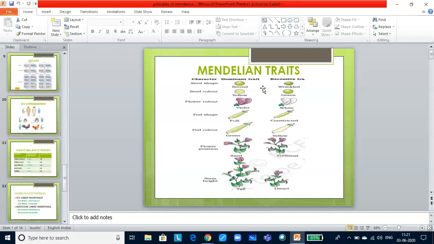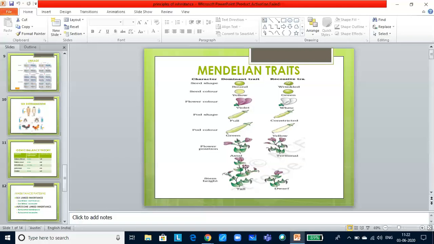Now we have seen the 7 traits he took. He individually worked with these plants, and then he was able to tabulate his results, and then he gave a statistical interpretation for his experiments. Now let us look at the different characteristics Mendel had selected.